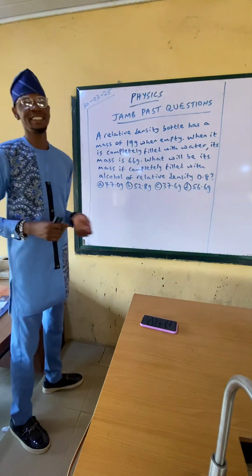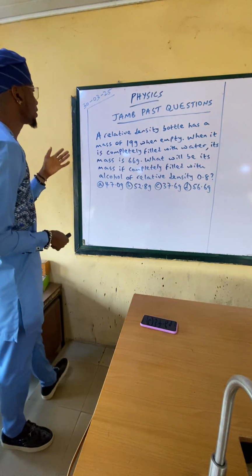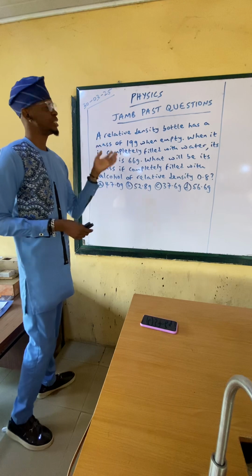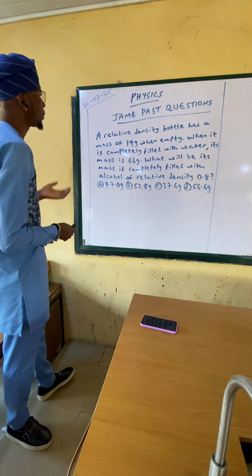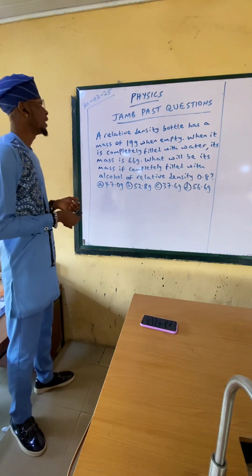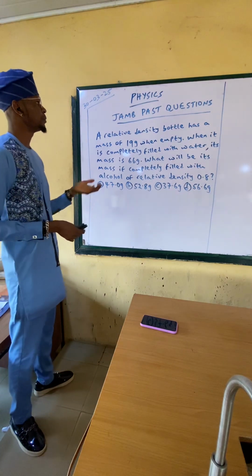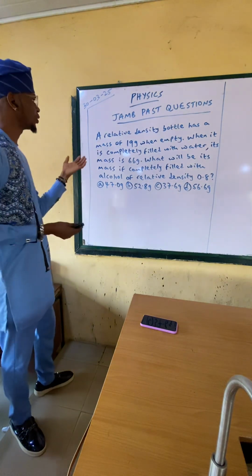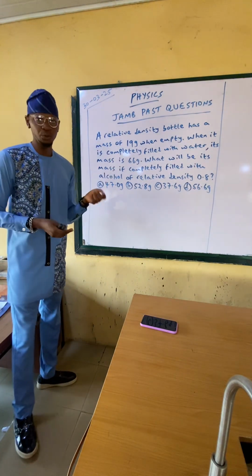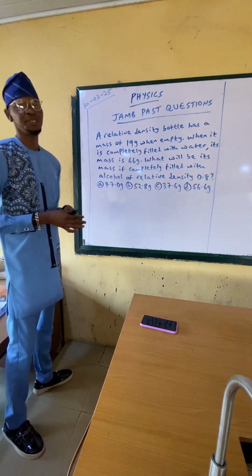Today, this afternoon, we want to look at a JAMB past question in physics. This question is from relative density, that's under equilibrium of bodies in fluid. So let's look at the question together.